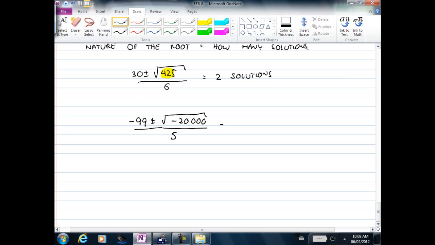Serena, what's the nature of root? It's 0, that's correct. Why do you say it's 0, Serena? Because it's negative. So guys and gals, that's called nature of the root. Just means how many solutions.